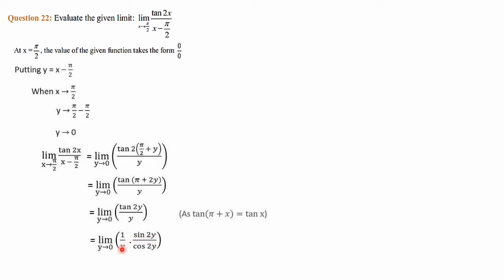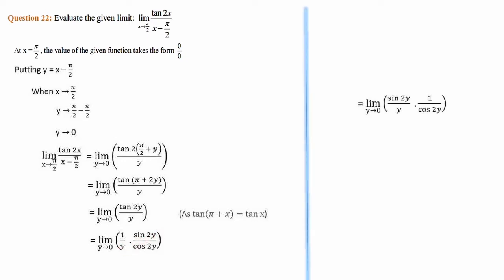Limit x tends to 0, sine x by x is 1. That format we have to bring. Then limit y tends to 0. First of all, let us take together sine 2y and y, and 1 by cos 2y is separated here: sine 2y by y into 1 by cos 2y.